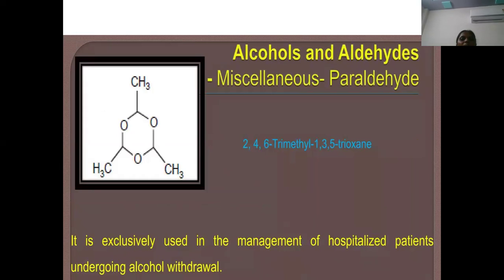Under that example is paraldehyde. Okay, this is the structure of paraldehyde. Paraldehyde, IUPAC name is 2,4,6 trimethyl. Trimethyl means 3 CH3 groups present in that structure along with the trioxane. Oxane means due to the presence of oxygens in a cyclic structure. Okay, it is exclusively used in the management of hospitalized patients undergoing alcohol withdrawal.